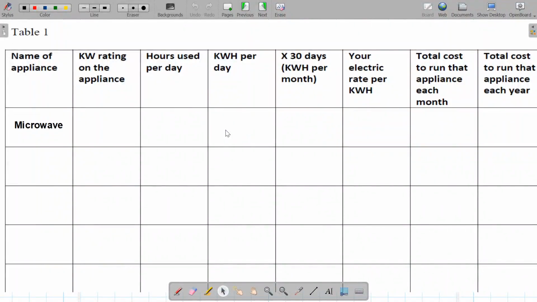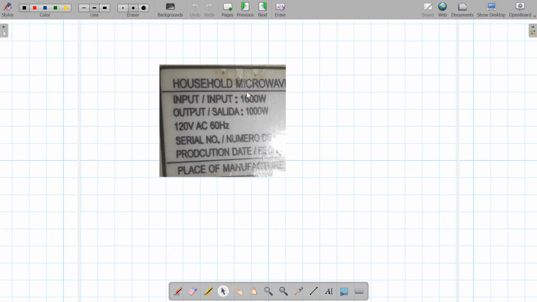So in order for me to fill out this part of the table here, I want to utilize the numbers from my microwave back at home. That's the appliance that I'm going to use, my microwave. So this is a picture that I took of the sticker on the microwave. And this is the most important number from that sticker, 1600 watts.